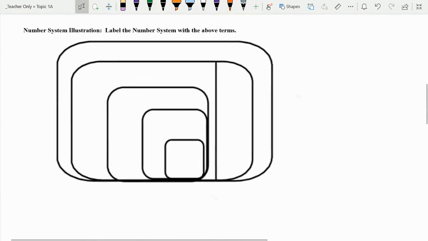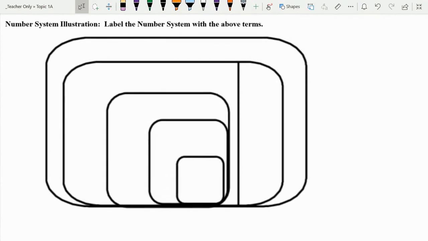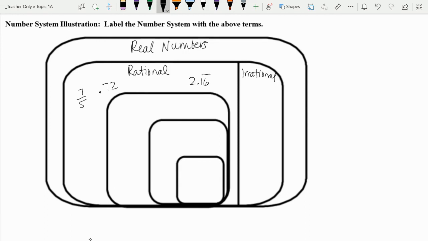Let's go ahead and look at the number system. We're going to label the number system with the above terms. So the most basic classification is real numbers. And then after that, we said it's either going to be rational or irrational. So we're going to put rational versus irrational in the next classification. And so rational again would be like 7/5 or 0.72 or 2.16 repeating, whereas irrational numbers are going to be square roots that don't simplify, pi, or numbers that don't really have a rhyme or a reason. A subset of rational numbers is going to be integers.